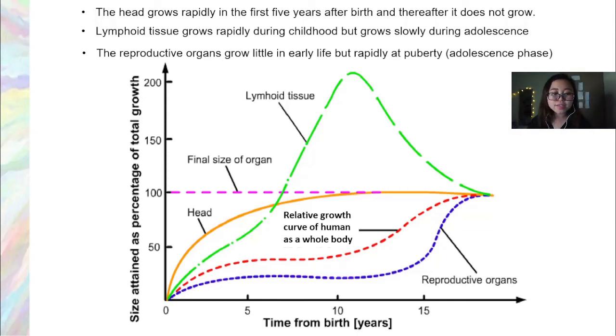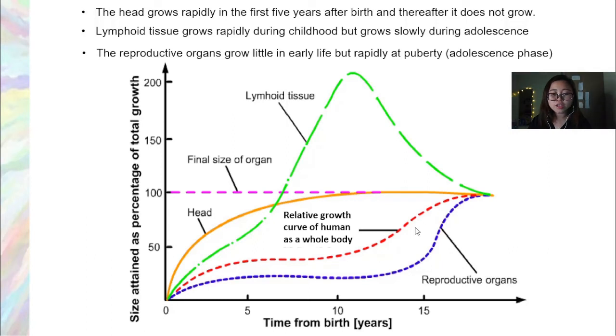There is the final size of the organs on the pink line. And then the red line will show the head size. Lymphoid tissue will show how much of your lymphoid tissue is in your body at that stage. And the blue line shows the size of your reproductive organs at those particular stages. The red line is showing the relative growth curve of human as whole body.